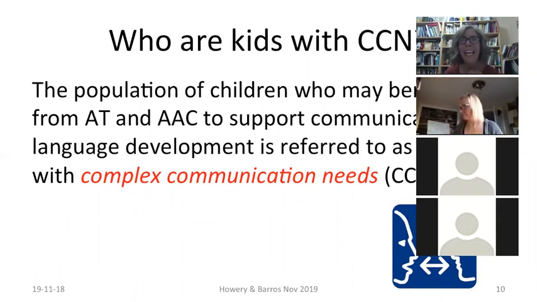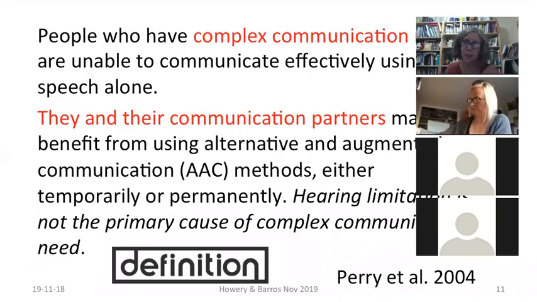So now we're going to talk a little bit about, for probably most of the folks who've been on the CCN PLC have heard this before, but we're going to do a little review of who are kids with complex communication needs. They are the kids that need assistive technologies and augmentative and alternative communication of some ilk to support their communication and language development. The definition that we have in Alberta, that really honestly I pulled from an article from Australia because I think it made the most sense.